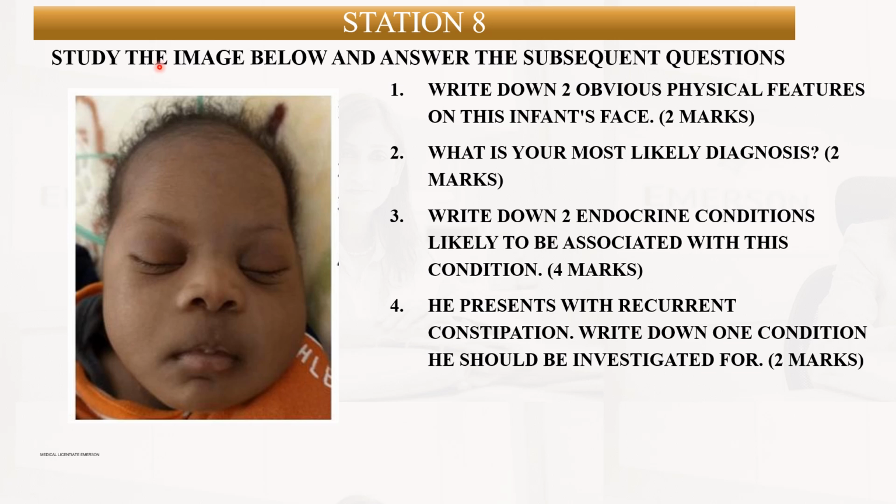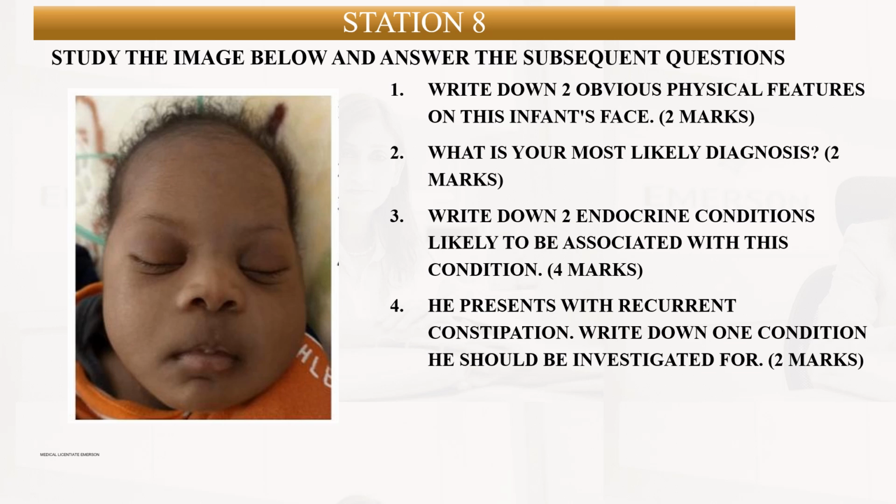Okay, station 8, study the image below and answer the subsequent questions. 1. Write two obvious physical features on this infant's face. What is your most likely diagnosis? Write down two endocrine conditions likely to be associated with this condition. Question 4. You present with recurrent constipation. Write down one condition you should be investigated for. So this is our station 8.